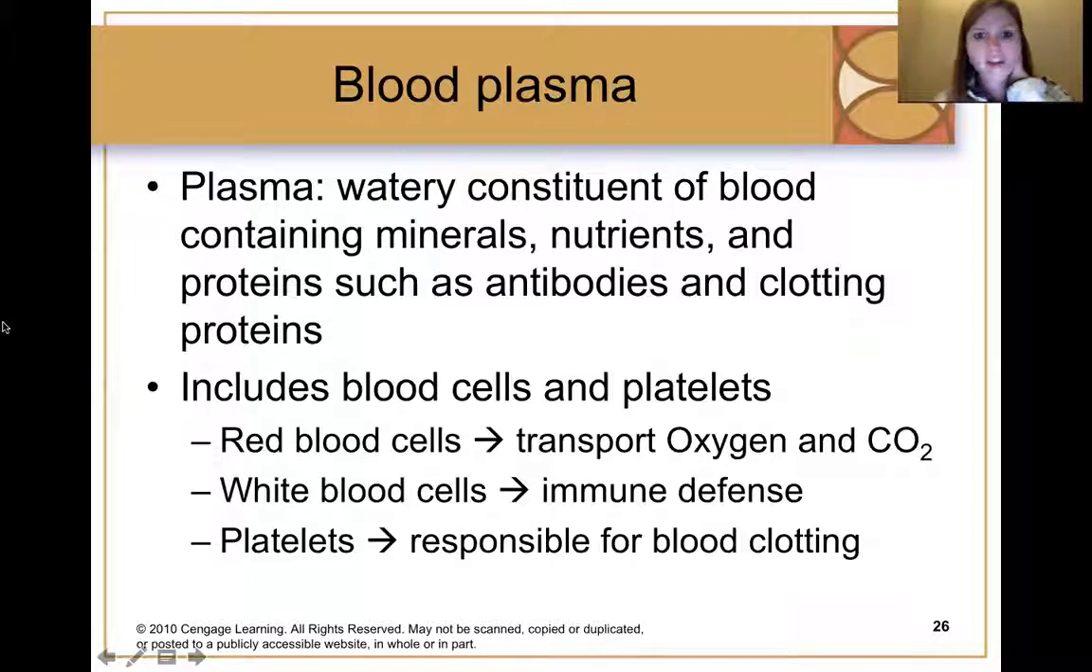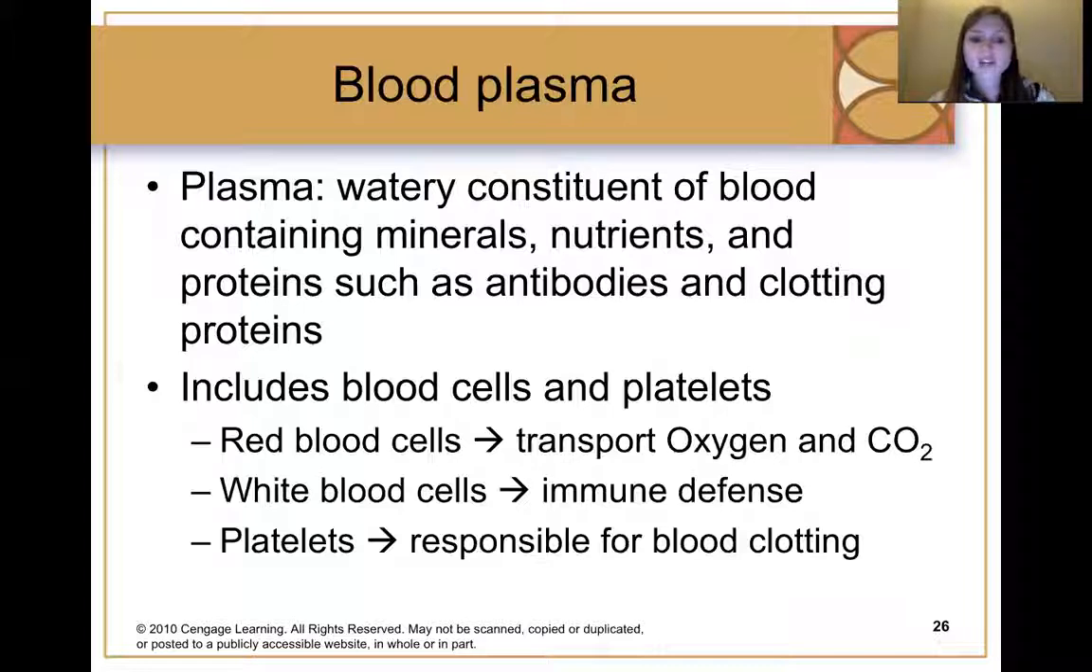Now let's talk a little bit more about blood. Blood has different components. Blood plasma is the watery constituent of blood that contains minerals, nutrients, and proteins such as antibodies and clotting proteins. Obviously, blood needs to be able to clot if you get cut or something like that. Those proteins that can do that are contained in the plasma, as well as pretty much most of the proteins and minerals and things like that.